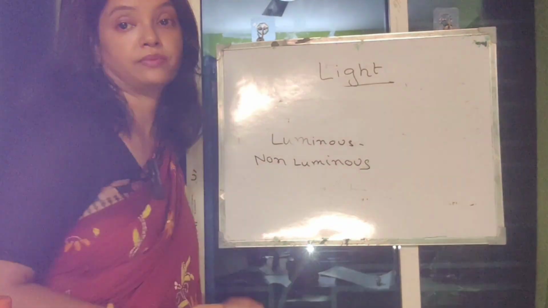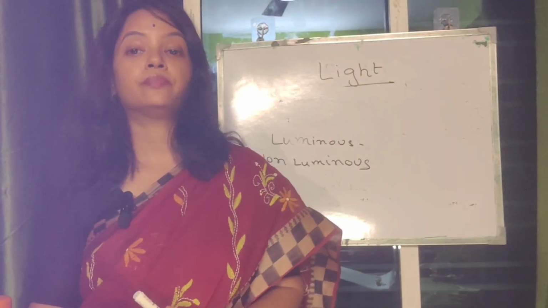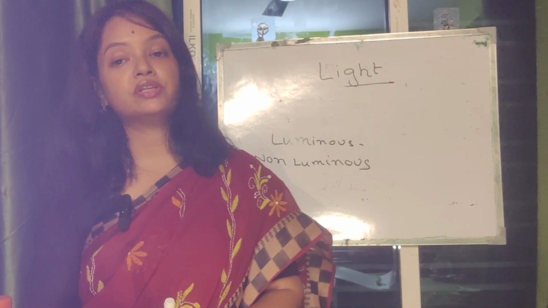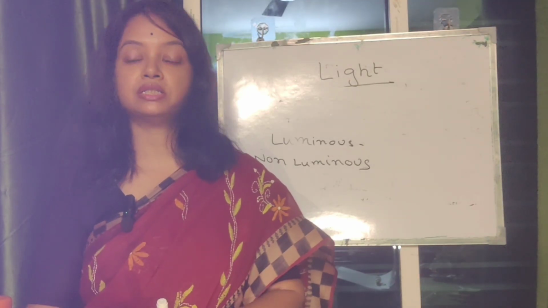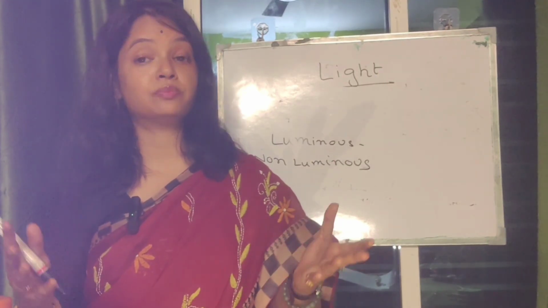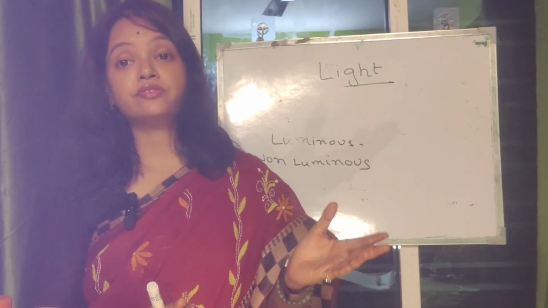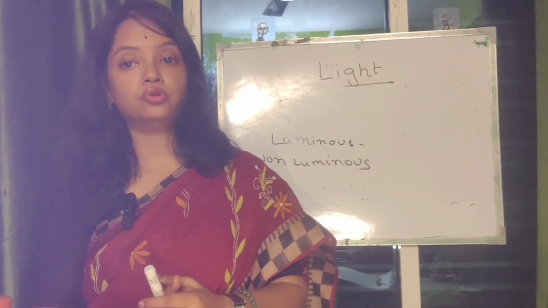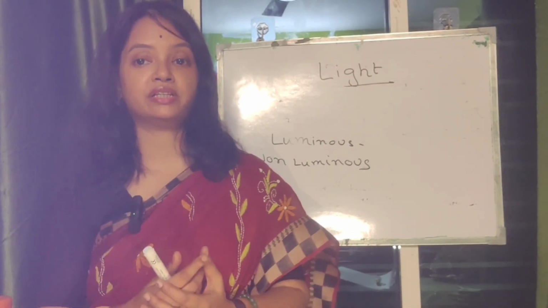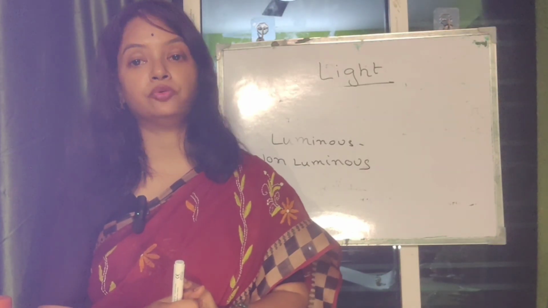Whenever objects don't emit any light but are lit by the reflection from luminous objects, these types of objects are called non-luminous objects. Suppose the moon. The moon does not create any light by itself, but whenever the light rays from the sun reflect on the moon, it emits the reflected light. It cannot produce light on its own. So the moon is a non-luminous object.